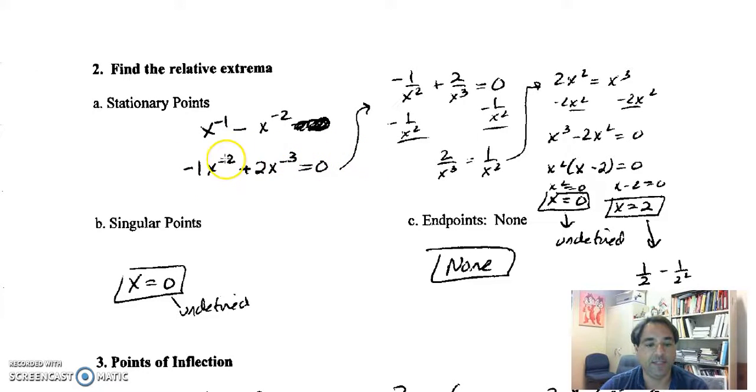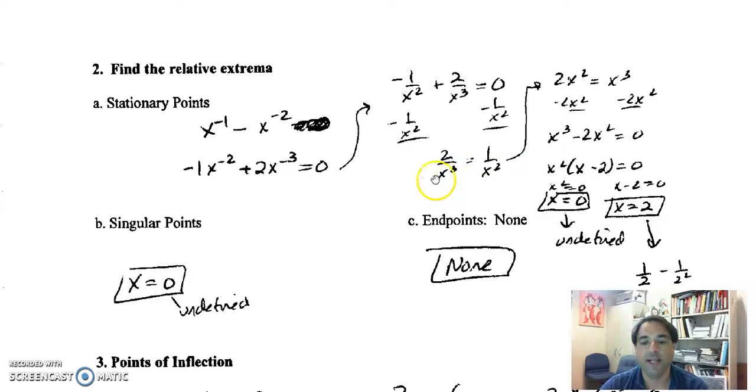So first thing I would do is make these negative exponents positive by moving them to the denominator. So I have negative 1 over x squared plus 2 over x to the third. So I would add 1 over x squared to both sides. So 2 over x to the third equals 1 over x squared. We have a proportion again.